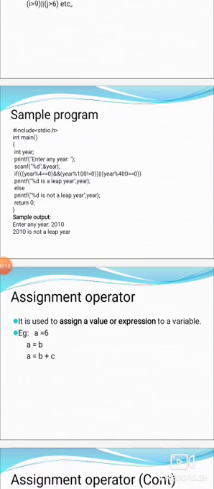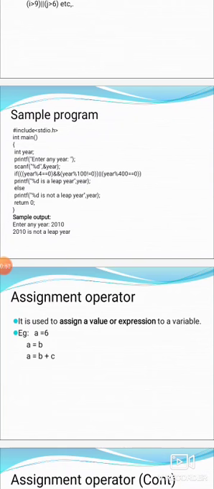Or when the particular year is divided by 400, it should produce 0. Only when this condition is satisfied, we can say that the particular year is a leap year. Here we are comparing these operations and printing the year is a leap year. Else, if the above condition is not satisfied, we are printing it as not a leap year. This is what the output specifies.